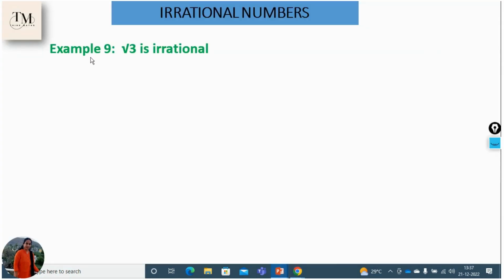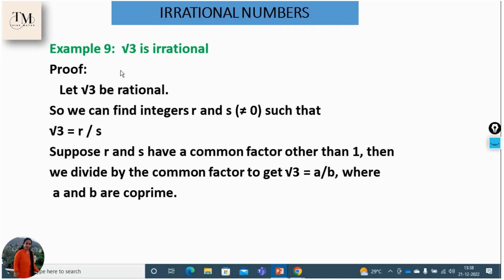So example 9, we have to prove that root 3 is irrational. This is same as the theorem 1.4. In theorem 1.4, we already proved that root 2 is irrational. So the same method has to be followed. So we have to prove that root 3 is irrational. By contradiction, let root 3 be a rational number.